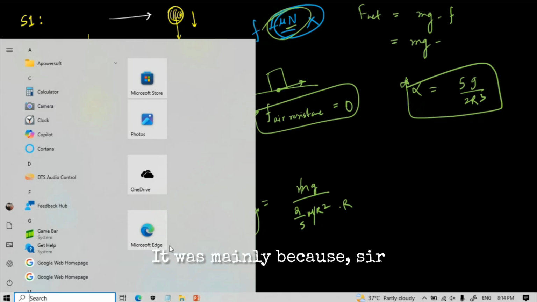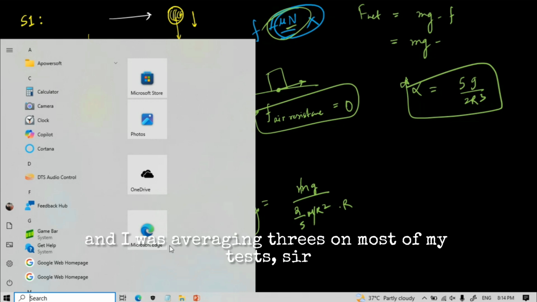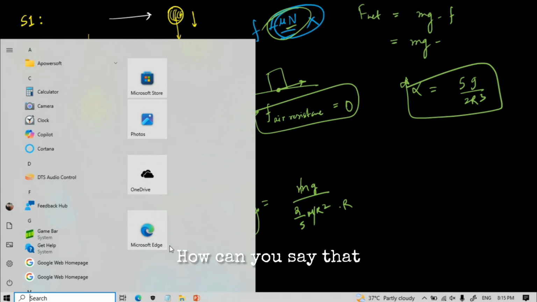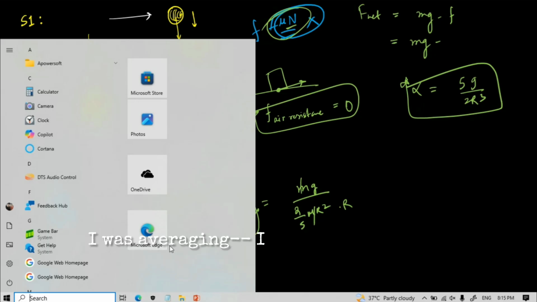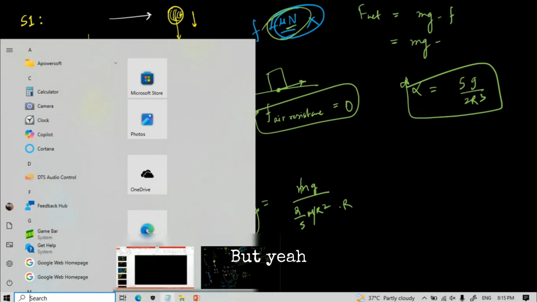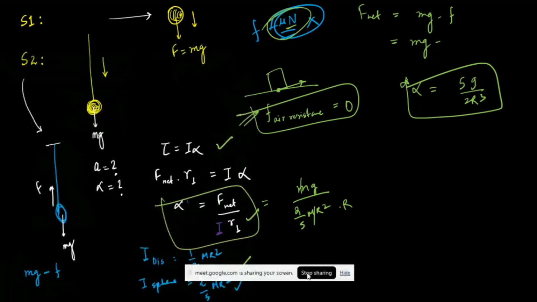Why is your grade as of now so low? It was mainly because of rotational, sir, and I was averaging threes on most of my tests. How can you say that because of rotation? Rotation is just one chapter. The other chapters are hardly 15%. Rotation was 25%, sir, and in the other chapters I was basically getting threes. You're saying that rotation is 25%? It's a quarter, like 20 to 25%. The teacher told us.